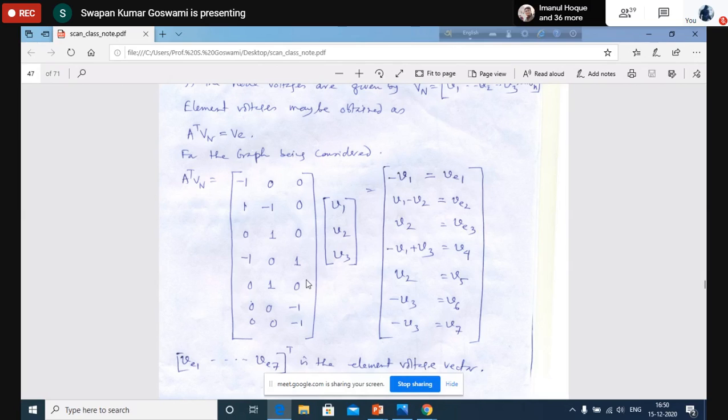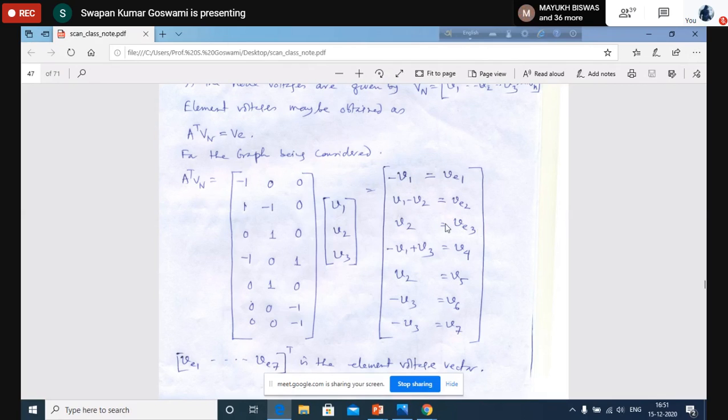Before the next class, I shall send you. So it will be minus V1, V2 minus V3. Okay, I shall see what is the meaning of V2 minus V3. Then here it will be minus V3. Here it will be minus V3. Okay, so these are the voltages V1, V2, V3. These are the node voltages. These voltages we have obtained.